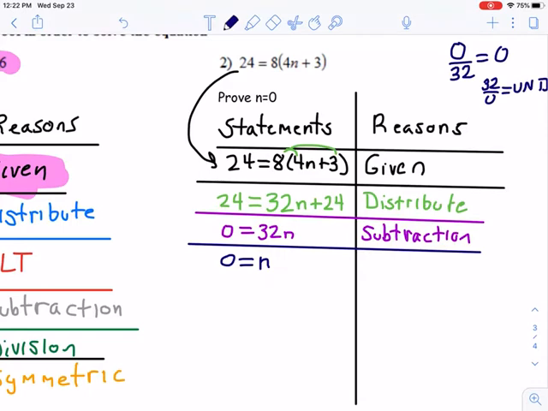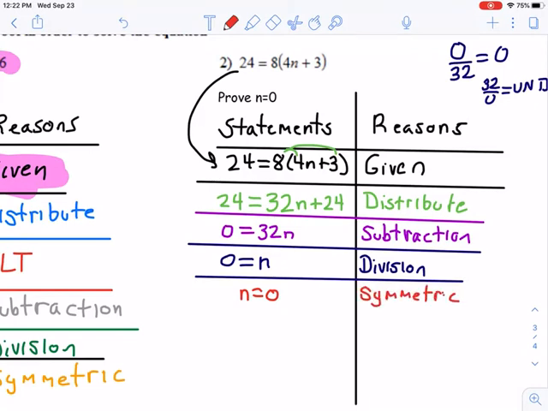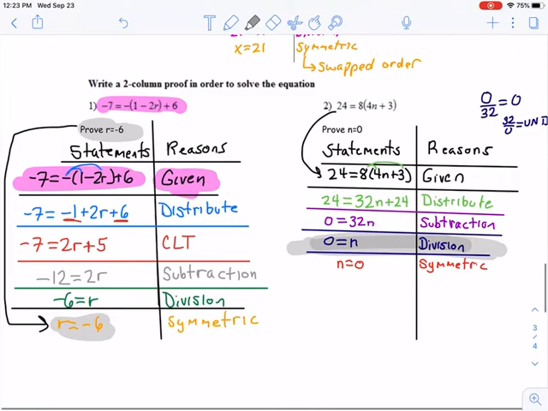So 0 equals n. After the division property. And then I'm just going to swap the order, and n equals 0 after symmetric. And in all honesty, if you're doing this proof by yourself and you stopped here, you'd still get full credit. Clearly you know what's going on. 0 equals n equals 0. A little redundant, somewhat important, but all in all, that's good enough for me.